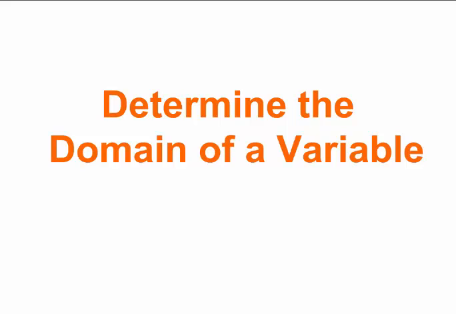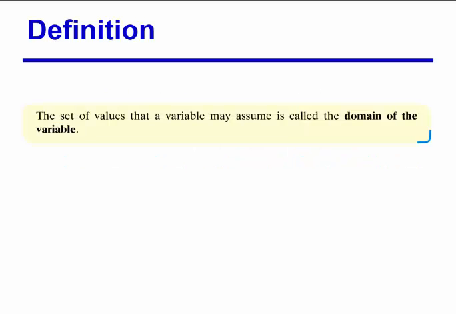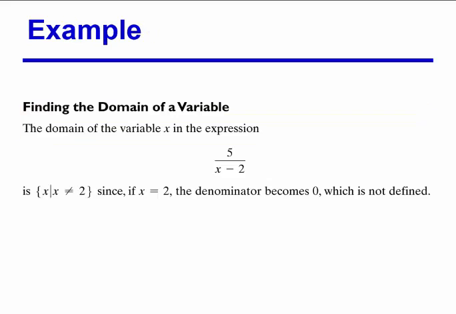Next one is determining the domain of a variable. The set of values that a variable may assume is called the domain of the variable. So here, finding the domain of the variable x in the expression 5 over x minus 2 is all numbers x such that x does not equal 2, since if x is equal to 2, the denominator becomes 0, which is not defined since we cannot divide by 0. So when you get an example like this, you just simply look at the denominator and find which values will make it equal to 0.